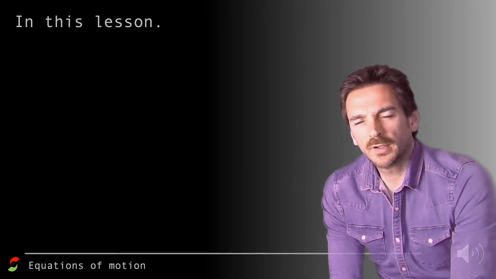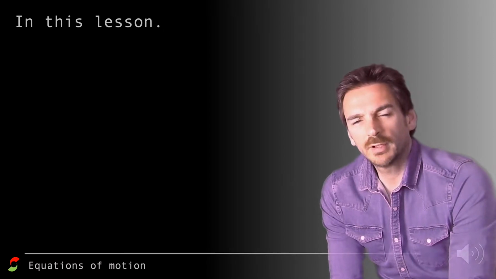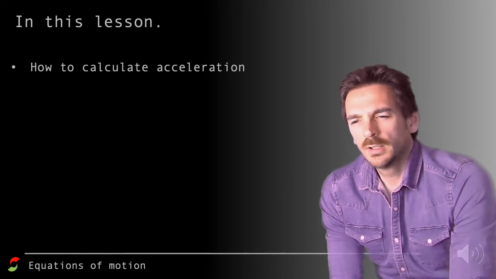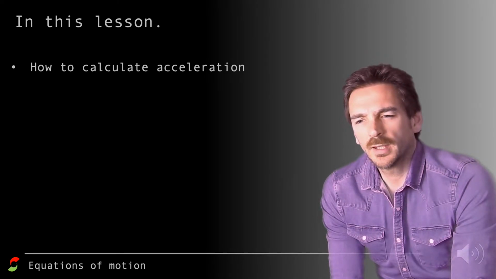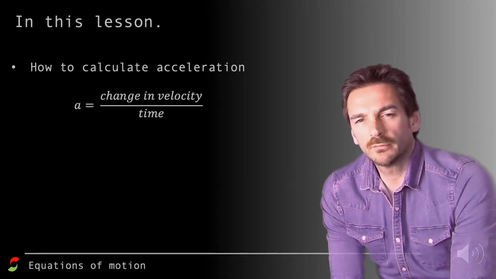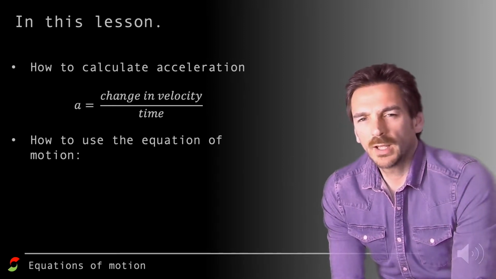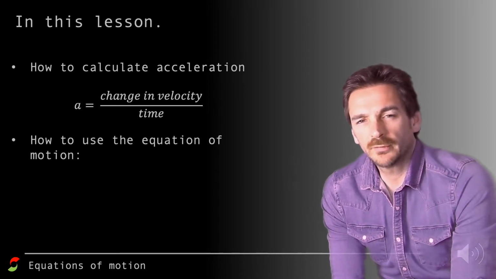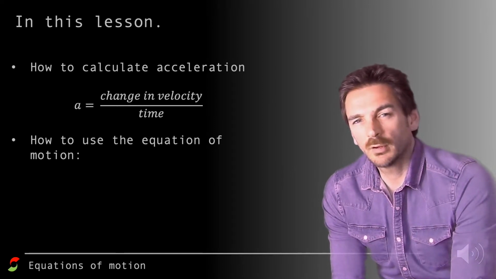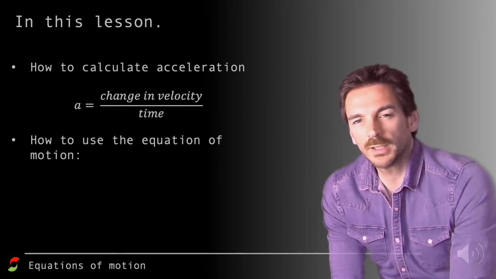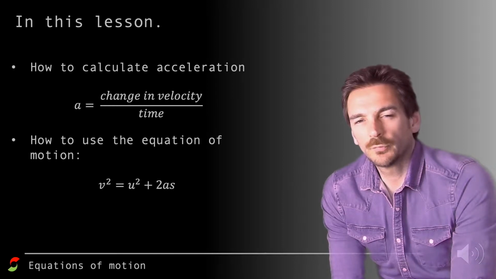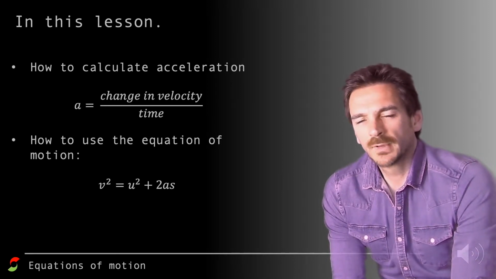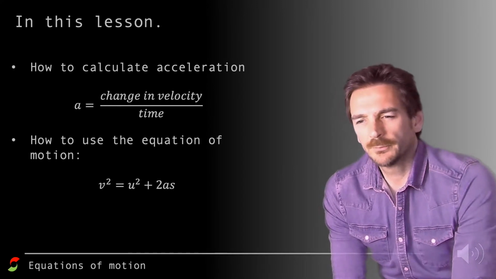I'm going to be looking at calculating acceleration and another equation of motion in this episode, and specifically using the equation for acceleration, change in velocity over time, and also how to use this very specific and, on the surface, complicated looking equation, v squared equals u squared plus 2as. So it's quite a mathematical episode.